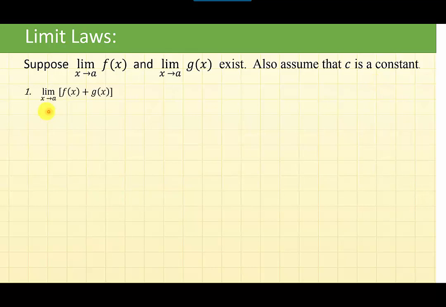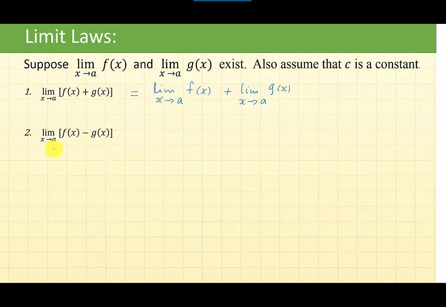The first one: the limit as x goes to a of f of x plus g of x is equal to the limit as x goes to a of f of x plus the limit as x goes to a of g of x, meaning the limit of a sum of functions equals the sum of the limits of the functions, or sum of the limit.